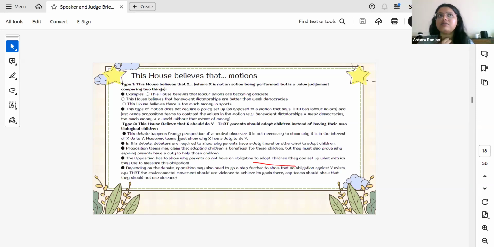This house believes that governments should make personal cars illegal, right? This is an action that the government has to take. In a this house believes that motion that says X should do Y instead of doing anything else, you have to tell us why it is in the interest of X to do this thing. Why does X have a duty? So why does the government have a duty to ban personal cars, right? Why is it important for the government to do this, right?